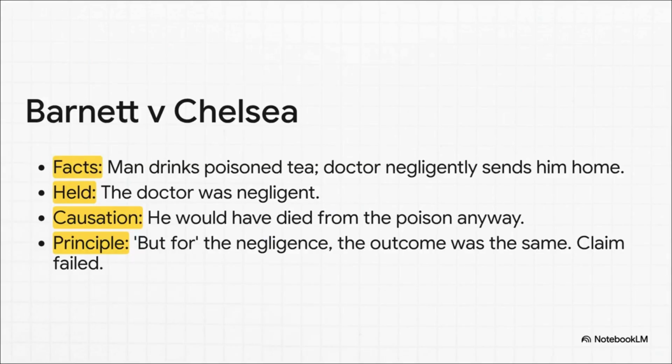This famous case, Barnett v Chelsea and Kensington Hospital, illustrates this perfectly. So you've got a man who drinks tea poisoned with arsenic. He goes to the hospital, but a doctor negligently sends him home. Later, the man dies. Now, the doctor was definitely negligent. But the evidence showed the man would have died from that poison anyway, even if he'd gotten the best treatment. So, but for the doctor's negligence, would he still have died? Yes. And that's why the claim failed.